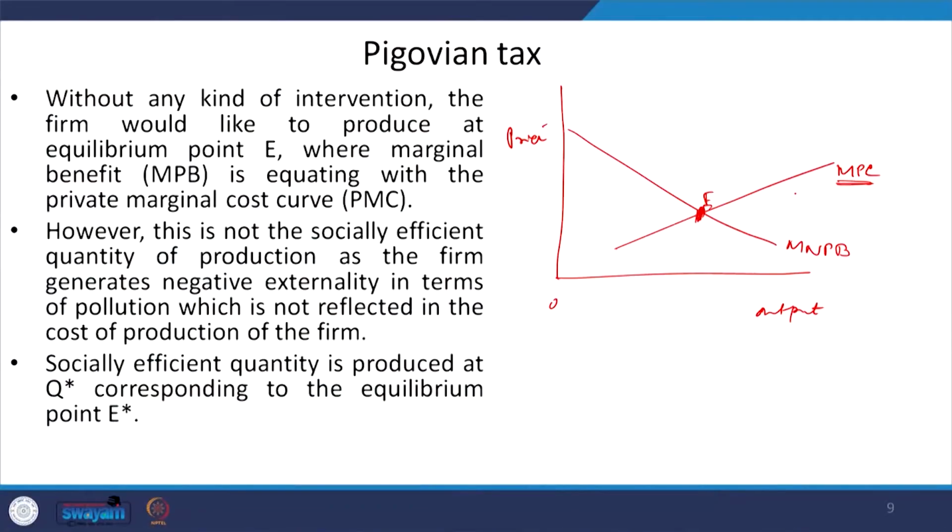So, in order to find the socially efficient quantity, we need to find out the marginal social cost, right. So, what would be the marginal social cost? That would be the marginal private cost plus the externality. Okay. So, let us say we have taken into account this externality, and this is the marginal social cost. What is marginal social cost? This is the marginal private cost plus externality. Okay.